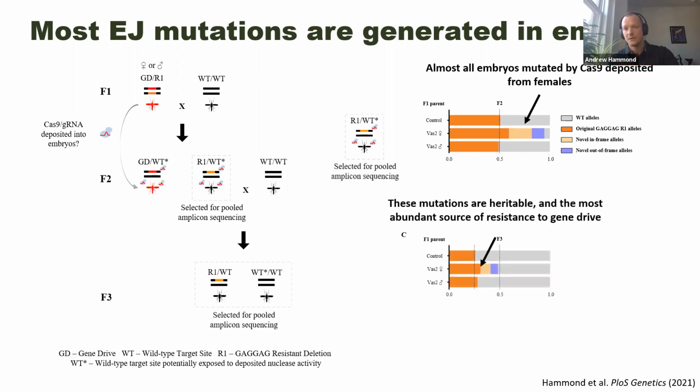And we also confirmed that this is heritable. So these mutations don't just happen randomly in the somatic tissue, they happen in the germline, they get inherited, and they are a massive problem for gene drive.